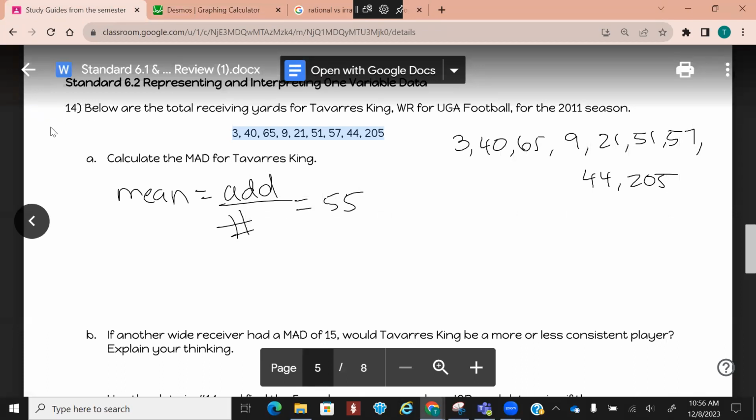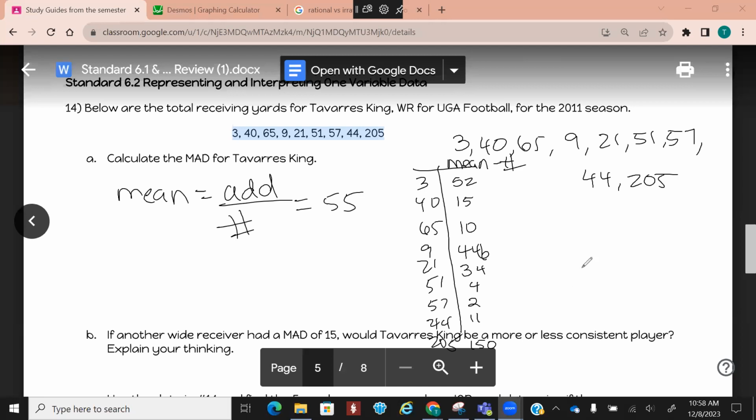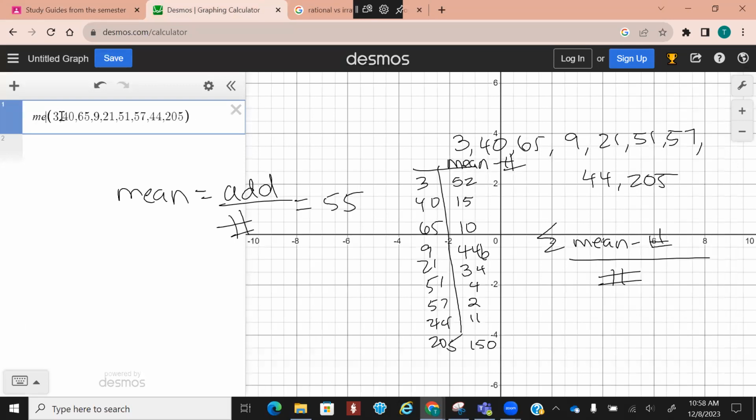Okay. So now, after you find the mean, you're going to make a list of all the numbers. And you're going to take each number and subtract the mean from it. So you're going to take the mean minus the numbers. Ignore the sign, so it doesn't matter if it's positive or negative. Once you find those, you're going to add up that column, and then divide by how many numbers there are. When you do this, you're going to get 36.